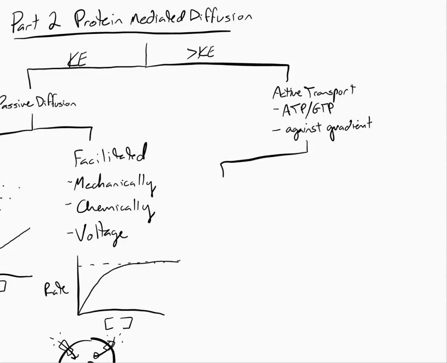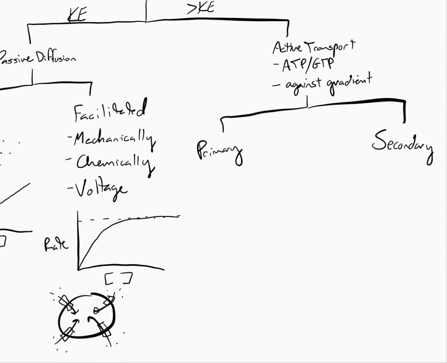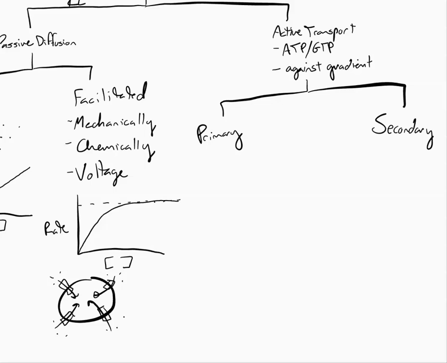And we have another two types here. We have primary active transport and secondary active transport. Within these, primary active transport directly uses ATP and only pumps against the gradient. A prime example of this would be the sodium-potassium pump.